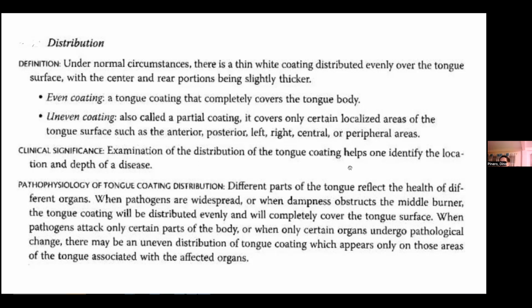When pathogens are widespread or when dampness obstructs the middle burner, the tongue coating will be distributed evenly and will completely cover the tongue surface. So pag may dampness, mas even and completely distributed po siya. When pathogens attack only certain parts of the body or when only certain organs undergo pathological change, there may be uneven distribution of tongue coating which appears only on those areas of the tongue associated with the affected organ. So kumpara po sa dampness which is evenly distributed, kung ang pathogen nag-attack lang ng certain organ or body parts, yun din po yung ma-observe natin na there is a specific area na may changes po yung coating. Okay po.